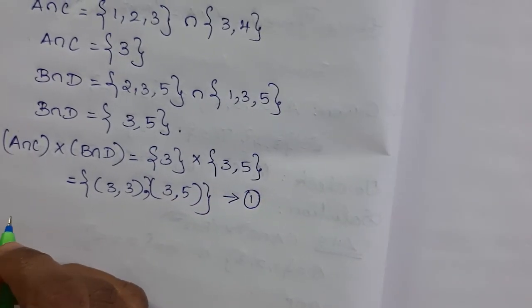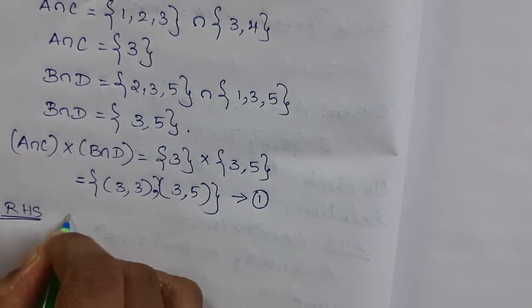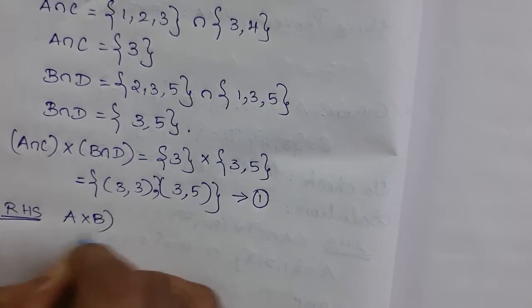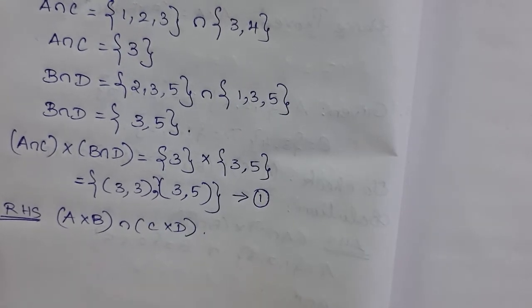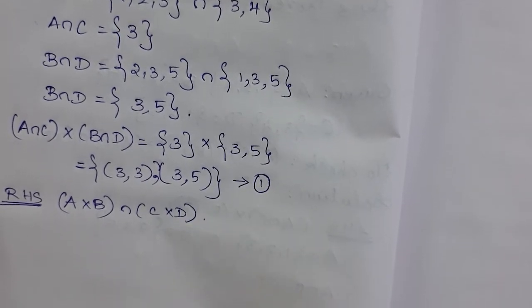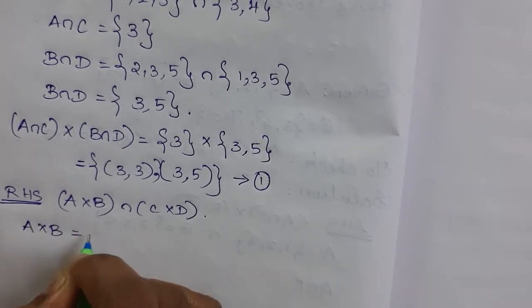Next let's find the right hand side. RHS. What is on the right hand side? It is (A × B) ∩ (C × D). So here we have to find the cross product first and then find the intersection. So A cross B. We are going to find A cross B first.